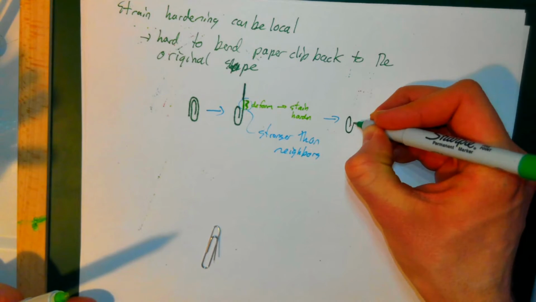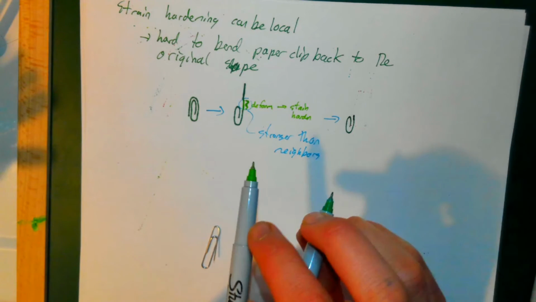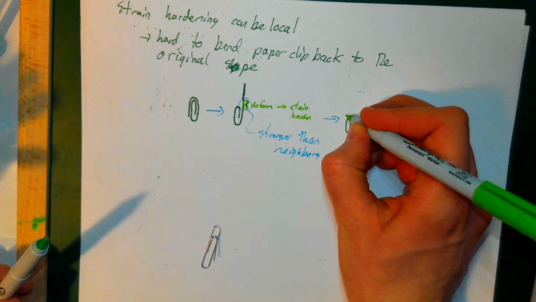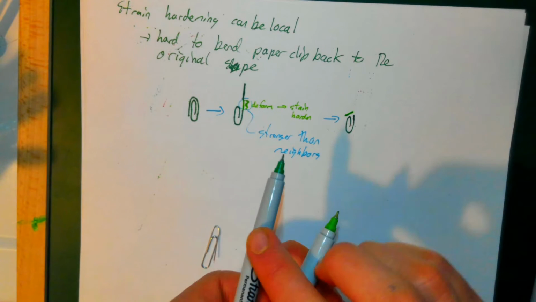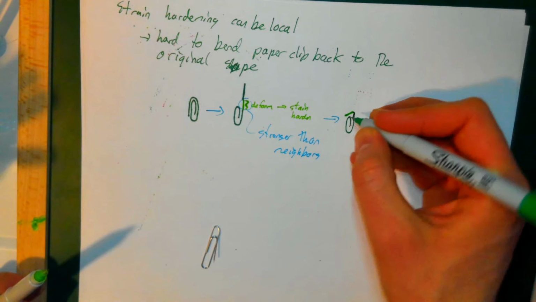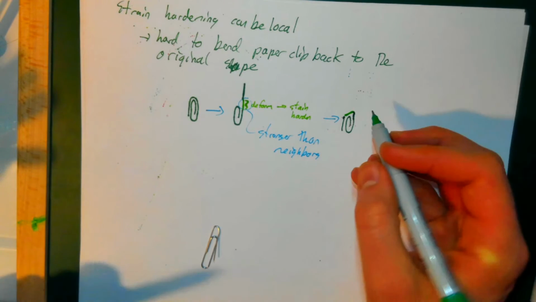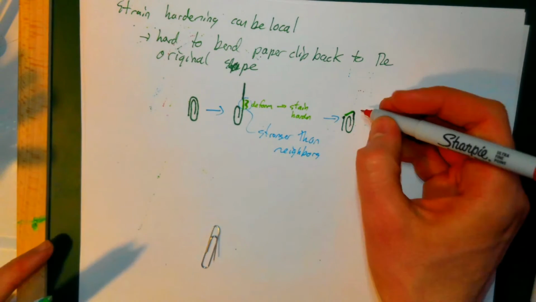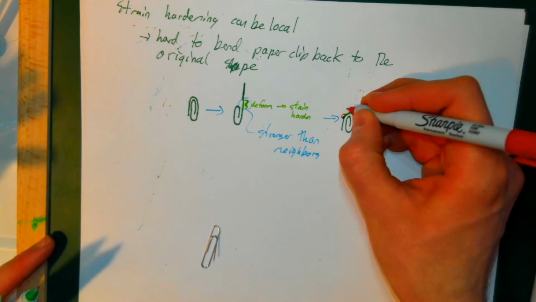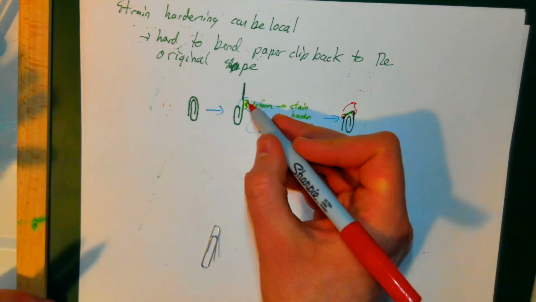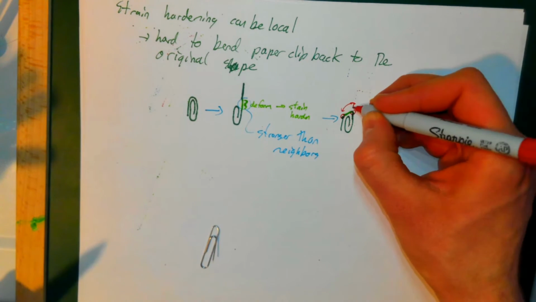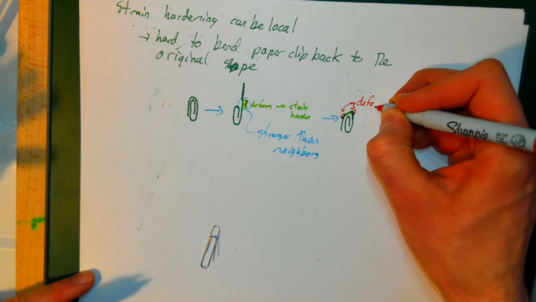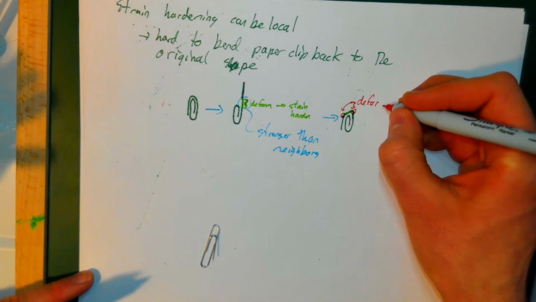So, what does it look like? This green part basically stays straight, and now all of the deformation had to occur not in the straightened out green region, but in the parts next to it. So now the deformation in bending back happened here in the soft regions next to the strain hardened regions.